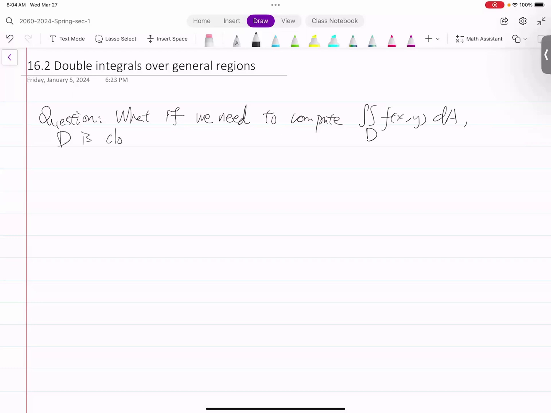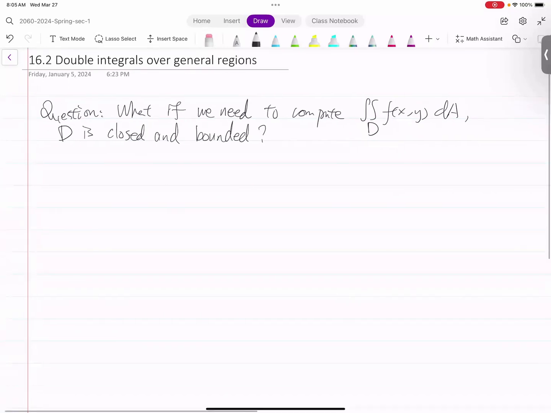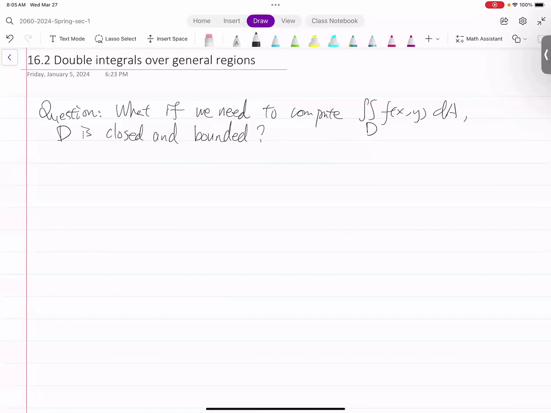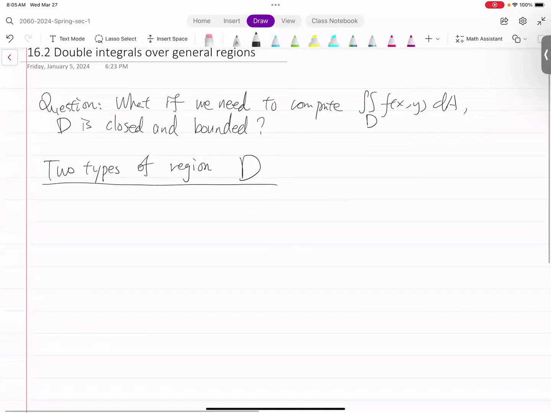D is closed and bounded. So basically, the notation is simply different, replacing that rectangle R with this D, which is a general region. The regions in the two-dimensional plane could be rather complicated, but we have two types that we start with. Type 1.